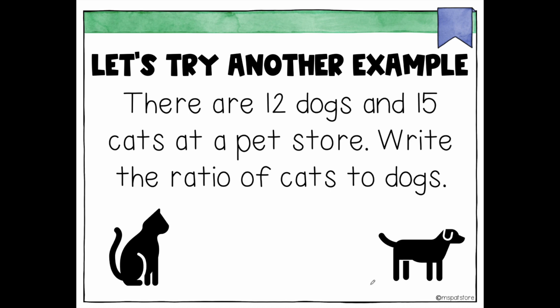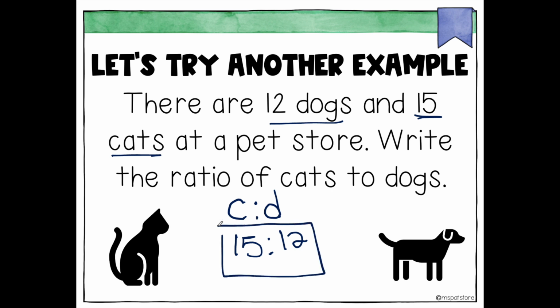Alright, it says, there are 12 dogs and 15 cats at a pet store. Write the ratio of cats to dogs. So they want me to find out cats first and then dogs. So what's the ratio? Well, it says that in here, there are 15 cats. Let me write it down here. And 12 dogs. So this is the ratio that they are asking me.